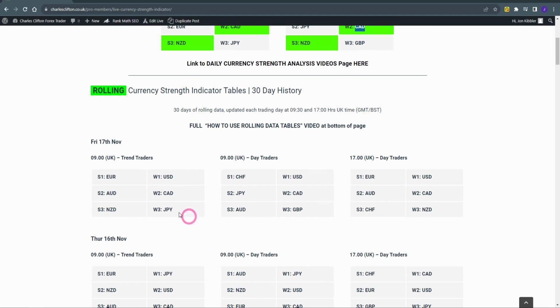If we just scroll down here, on Friday, we could see that the Australian dollar was gaining some strength and it was reciprocated on the trend traders. And then even the 5 p.m. was showing that we could be looking at that Aussie long.